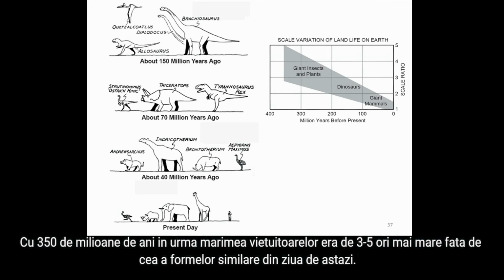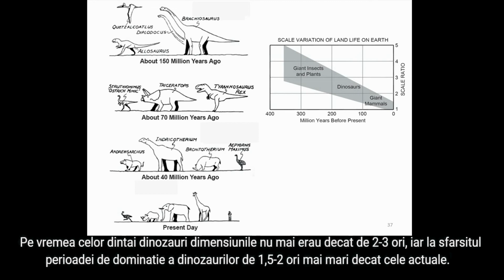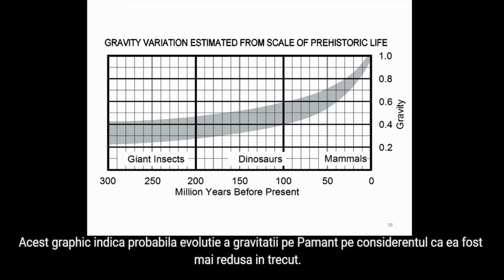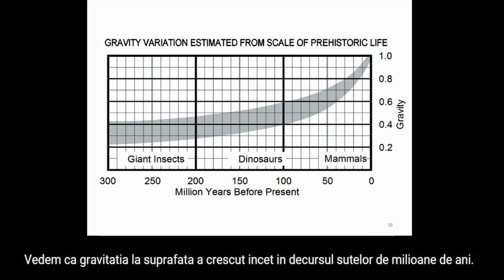350 million years ago, the scale of life was between 3 to 5 times greater than similar forms of life reached today. By the time of the first dinosaurs, this had reduced to between 3 and 2 times, and at the end of the dinosaurs' reign, it was 1.5 to 2 times the scale of present-day life. The low gravitational field on the ancient Earth can be estimated from the relative scale of ancient life. This graph indicates the probable change in gravity on a reduced gravity Earth, based on ancient life. We can see that surface gravity has been slowly increasing over hundreds of millions of years.